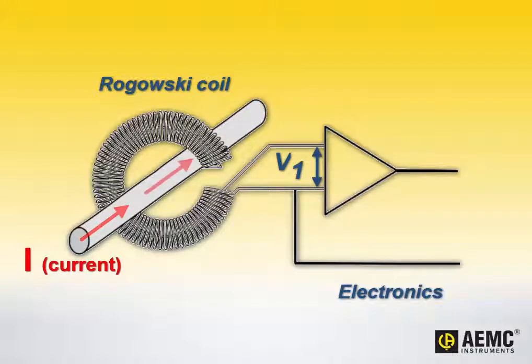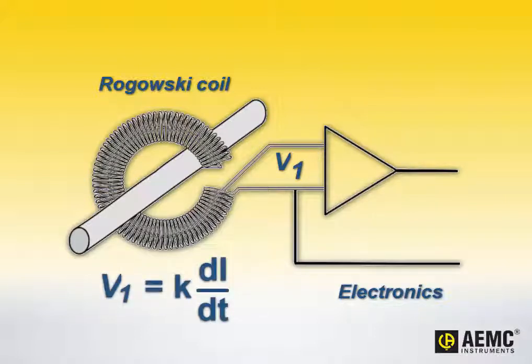V1 varies in proportion to two values, the amount of current in the conductor and the AC frequency of the current. Calculating current from V1 requires the formula shown on the screen. In this formula, K is a value derived from the physical characteristics of the coil. These include loop size, the number of turns, and the length of the winding. dI over dt represents the change in current over time. This is dependent on the current's frequency.